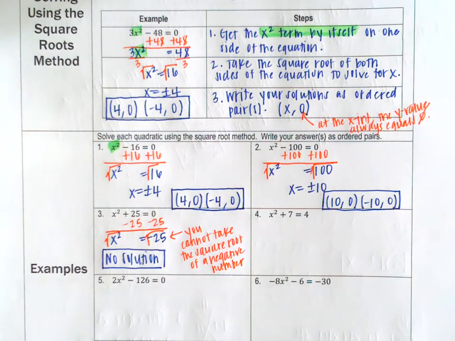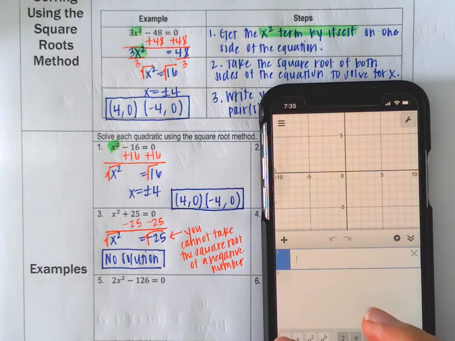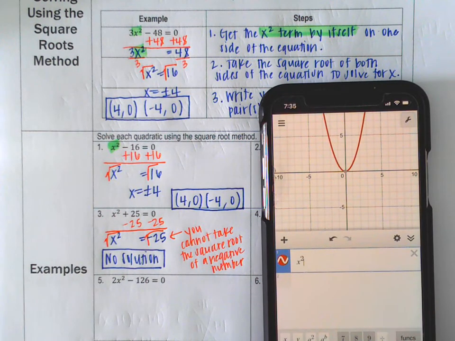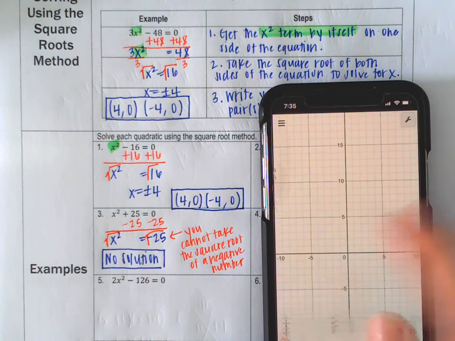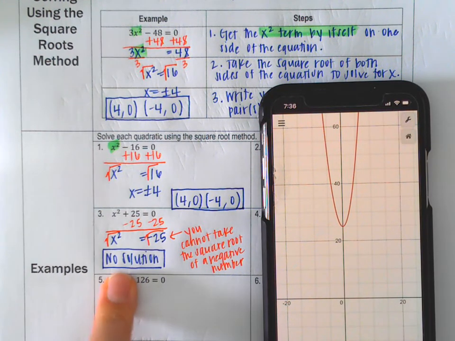Now, what does that mean on a graph? So if you were to actually look at what that means on a graph, I'm going to graph that for you as a parabola. That would be x squared plus 25. Now, look, this is my x-axis, and this is the parabola. It never crosses the x-axis, which is why we have no solution there.